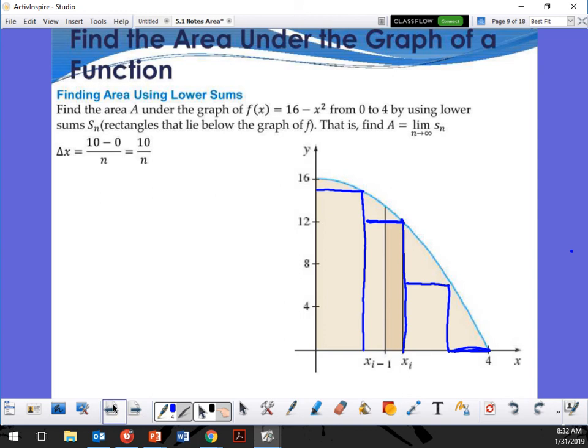This should be one of those things that is just a bunch of algebra. That's all it is, a bunch of algebra.